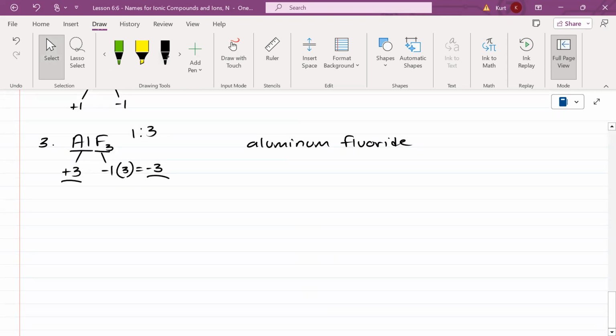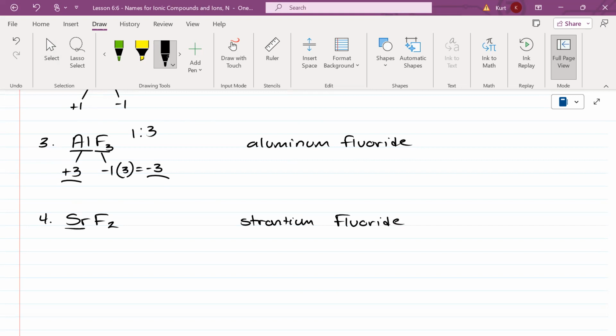All right, now we step it up a little bit more. Number 4 is SrF2. This is going to be strontium fluoride. Strontium is in group 2, so it has a positive 2 charge. Fluoride is in group 17, it has a negative 1 charge. So you need to have 2 fluorides to equal a negative 2 charge. Negative 2 cancels out positive 2. That's why this is a 1 to 2 ratio.